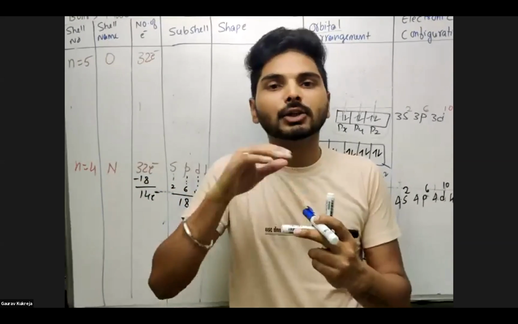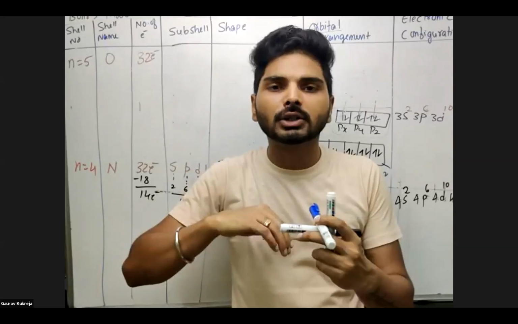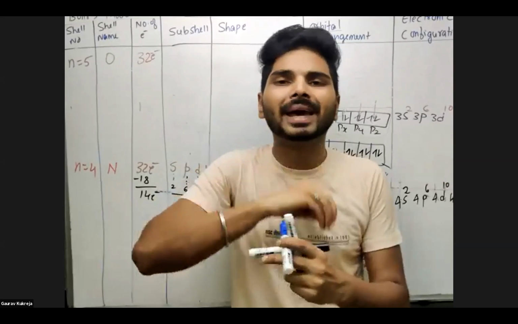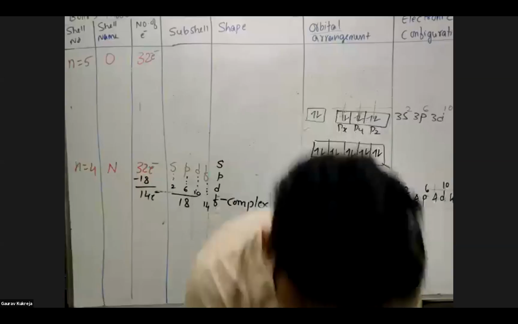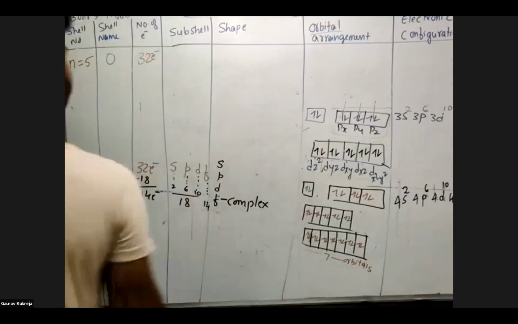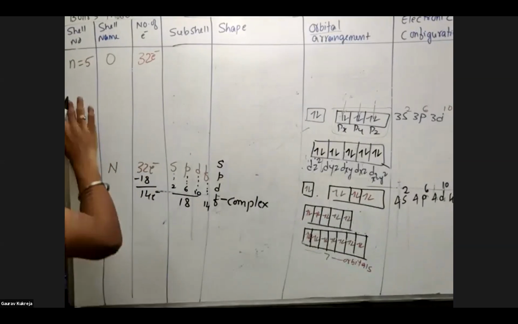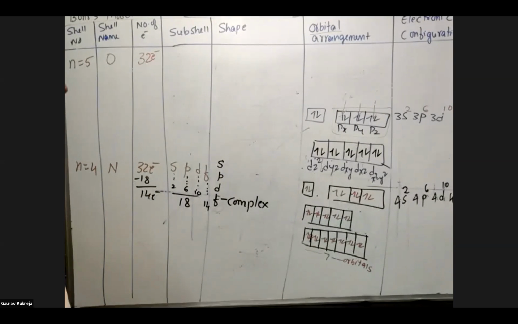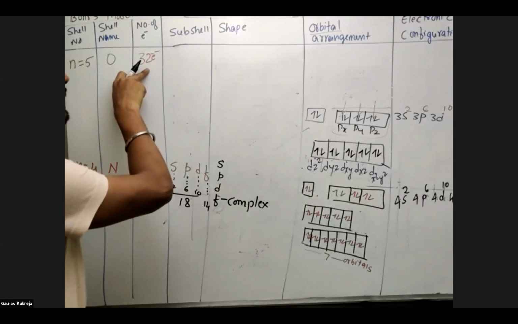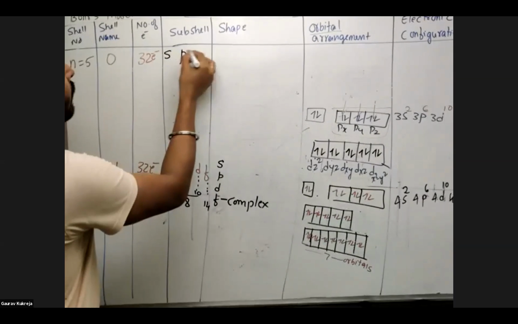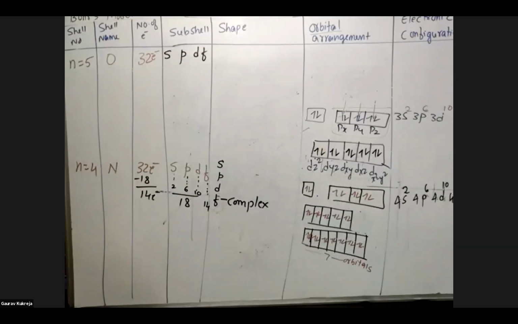So after making sure people have understood mathematically there is no space left now to fill more than 32 electrons, that's why you can expect there is no electron possible beyond 32. Since the number of electrons you cannot increase beyond 32, that means the subshell will also remain the same.